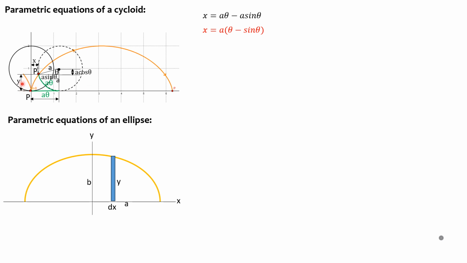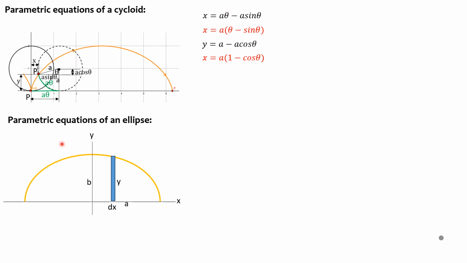Likewise, this y here is equal to A, radius of the rolling circle, then minus A cosine theta. Factoring out A, so y is A quantity 1 minus cosine theta. So that in the next slide, for the derivation of the area of a cycloid, you don't have to worry anymore. So it is now given here.